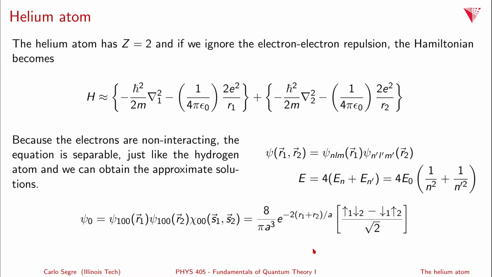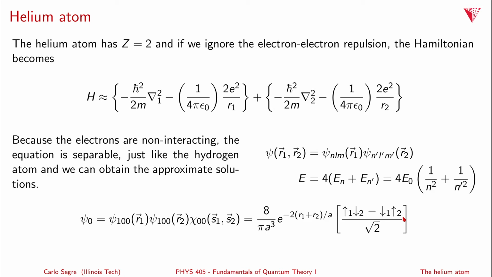And we can rewrite that just by expanding. These two functions are the same. You get R1 plus R2 in the exponential, so it's 8 over pi a cubed e to the minus 2 (R1 plus R2) over a, times 1 over the square root of 2 times spin up for particle 1, spin down for particle 2, minus spin down for particle 1, spin up for particle 2. So this makes the whole wave function anti-symmetric.